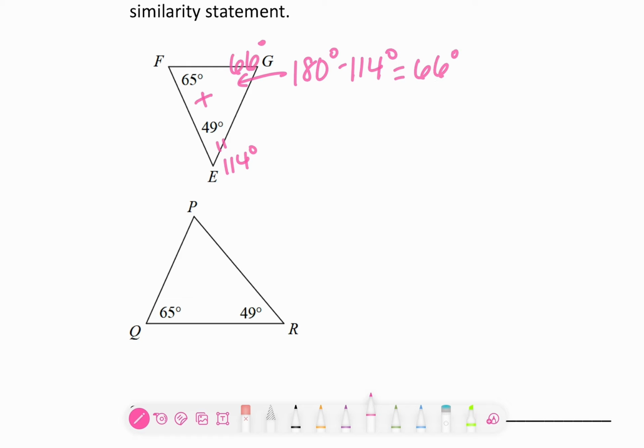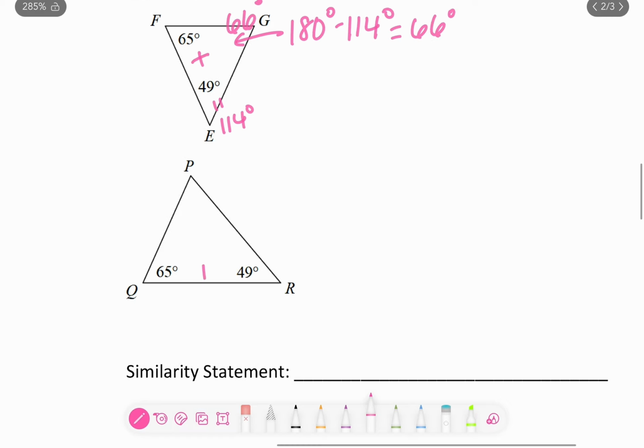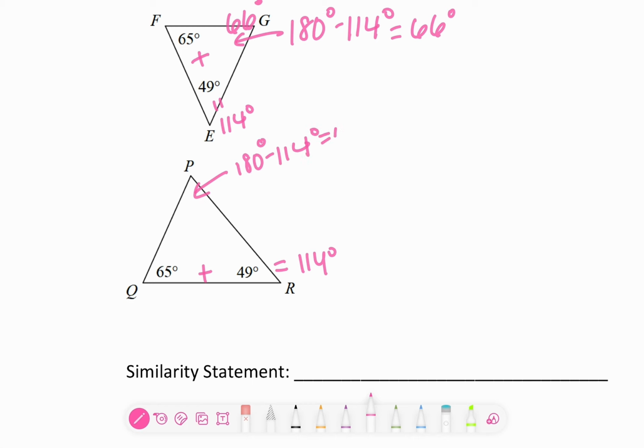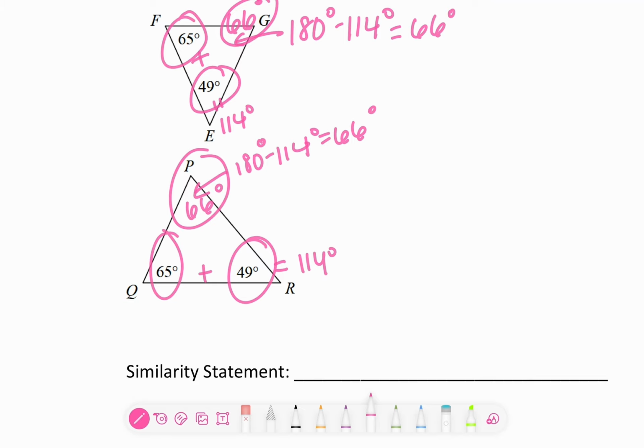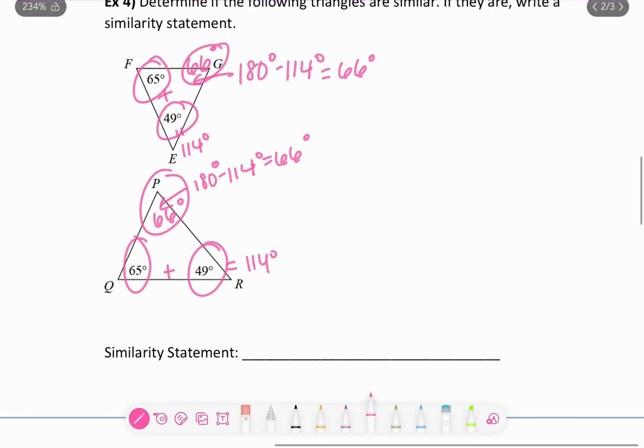And then similarly, we can do the same thing down here. But you can see it's going to be the same number, right? 65 plus 49 is still 114. So when you subtract from 180, you're still getting 66 degrees, right? So now we can compare. I have the 66 with 66. I have 49 with 49. I have 65 with 65. So I have 3 pairs of corresponding congruent angles, angles that are the same measure, okay? So that means that they are similar.